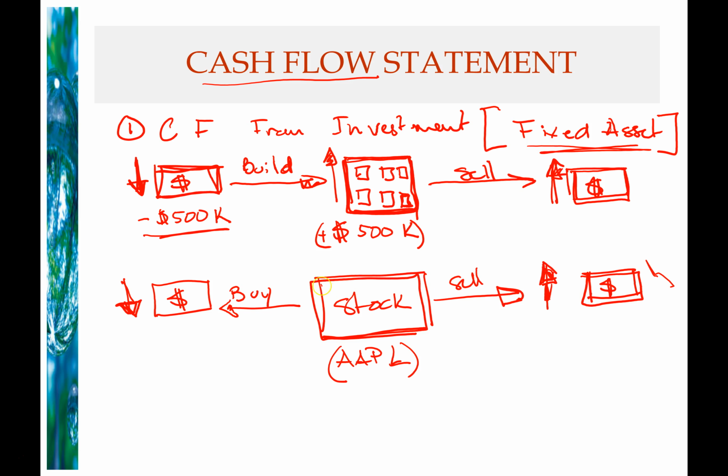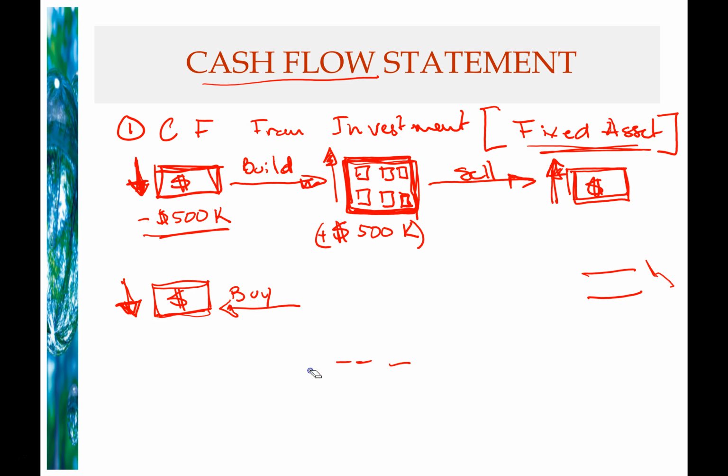Also, if you decide to buy stock in another company, there is a movement in your cash flow as well. It goes down when you buy the stocks. It goes up when you sell the stocks. Same thing for a fixed asset. If you decide to build a new building or buy a piece of equipment, when you build it, your cash will go down. When you sell it, your cash will go up. As simple as that.